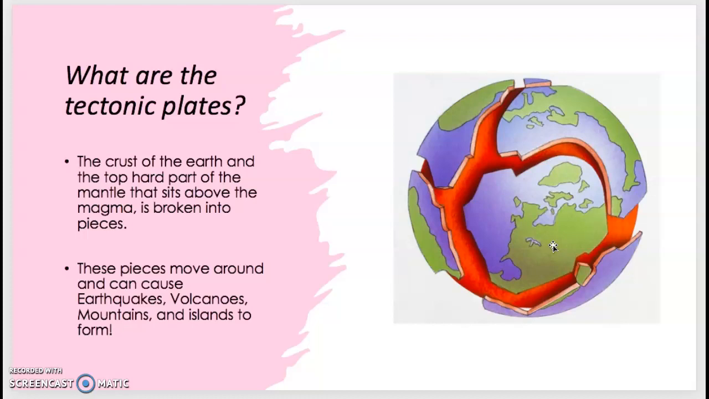So there's a little bit of space in between all of the plates. If you move one plate to the right, it dislodges the other ones and shifts them to another location. So if one plate moves right, another plate might have to move left to make room for it, or it might move up. You cannot move one plate without moving the other. Okay, and as those pieces move around, they make earthquakes and volcanoes and mountains and islands, and that's what we're going to get into in the next couple of lessons.